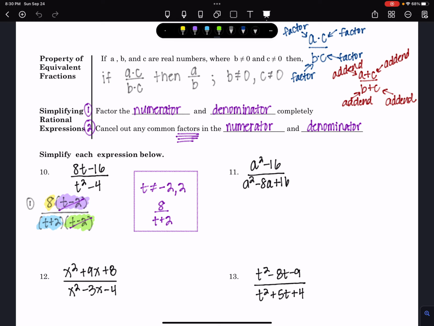Let's try another one. We have a squared minus 16 over a squared minus 8a plus 16. I'm going to factor the numerator to be a plus 4 times a minus 4. And in the denominator, a squared minus 8a plus 16 is a minus 4 times a minus 4. I'm going to make myself a note. I'm looking at this denominator right here, and a cannot equal 4.